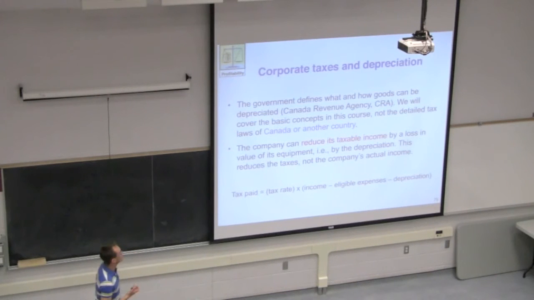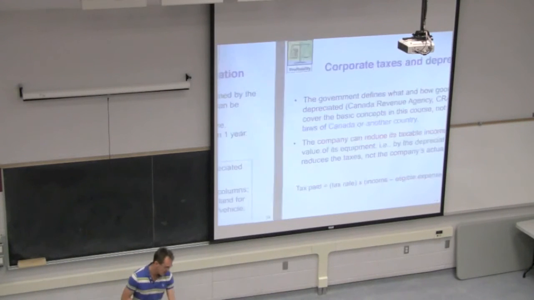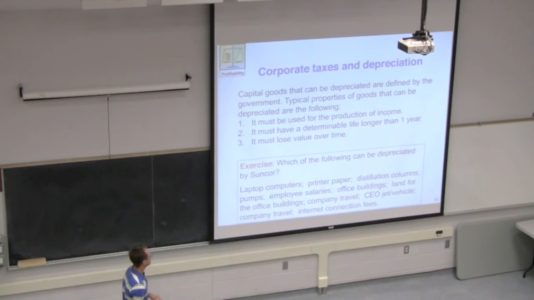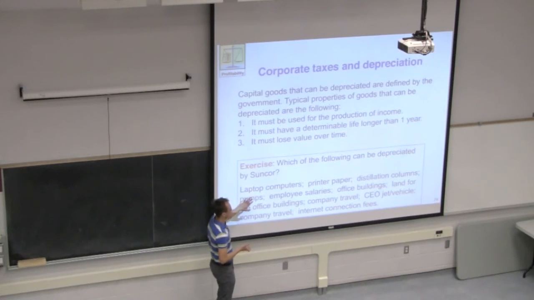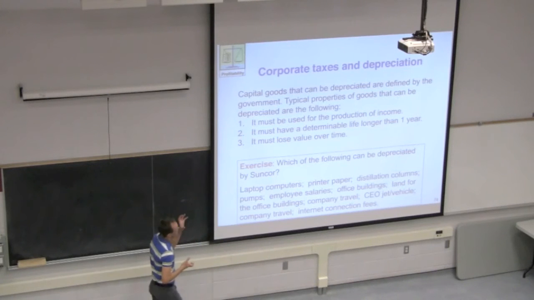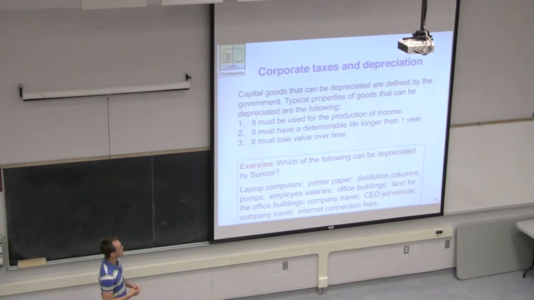The government allows companies to depreciate equipment. Last class, with the example of Suncor, we said there are certain things that are depreciable and others that are not. The characteristics of goods that are depreciable are those that produce income for the company, have a lifetime of greater than a year, and lose value over time. Those three characteristics are fairly easy to assess. There are only a few types of capital goods in a gray area, but by and large you'll find it very straightforward to determine if something's depreciable or not.